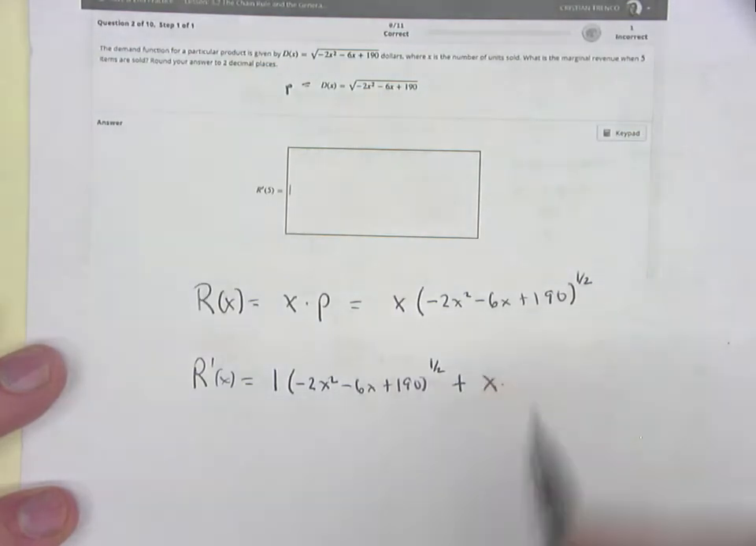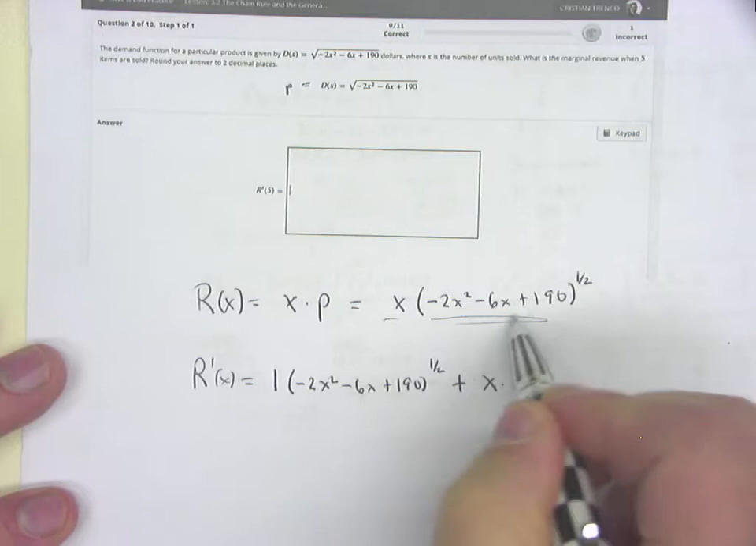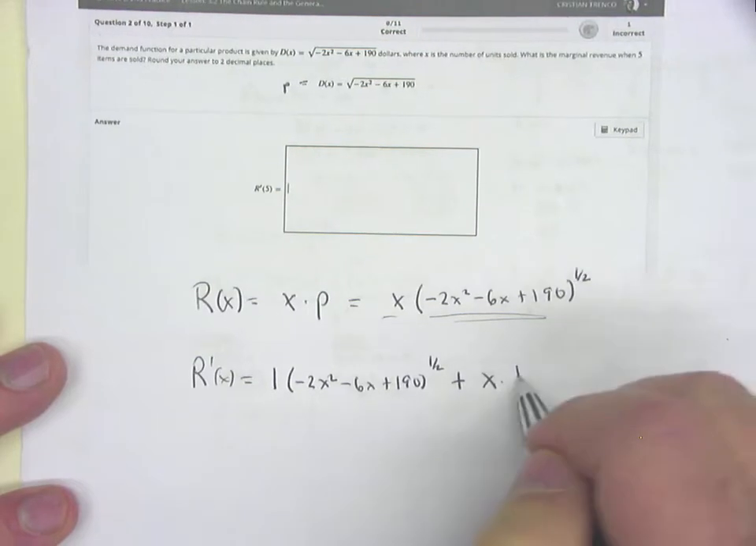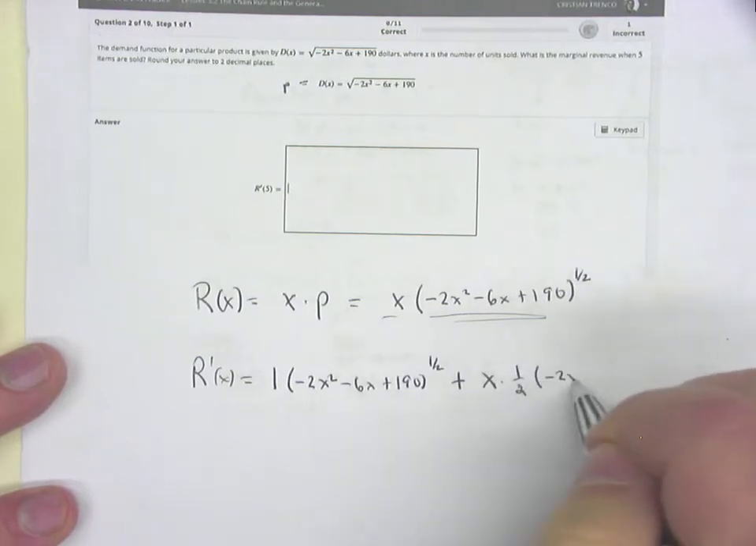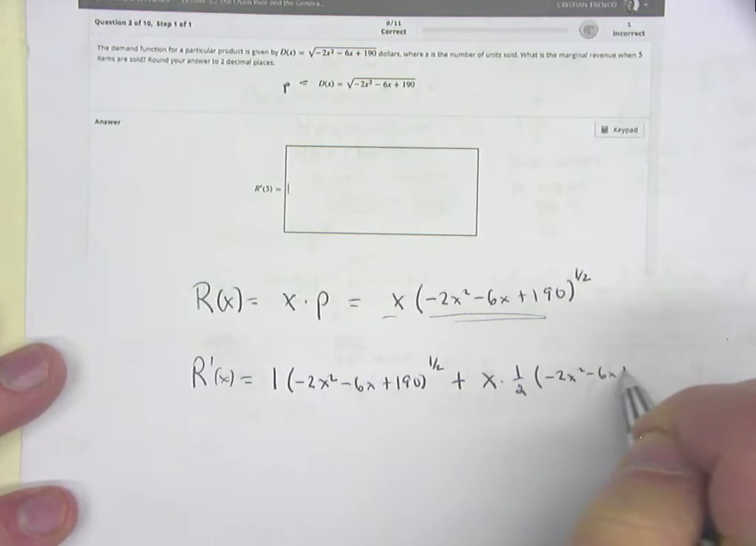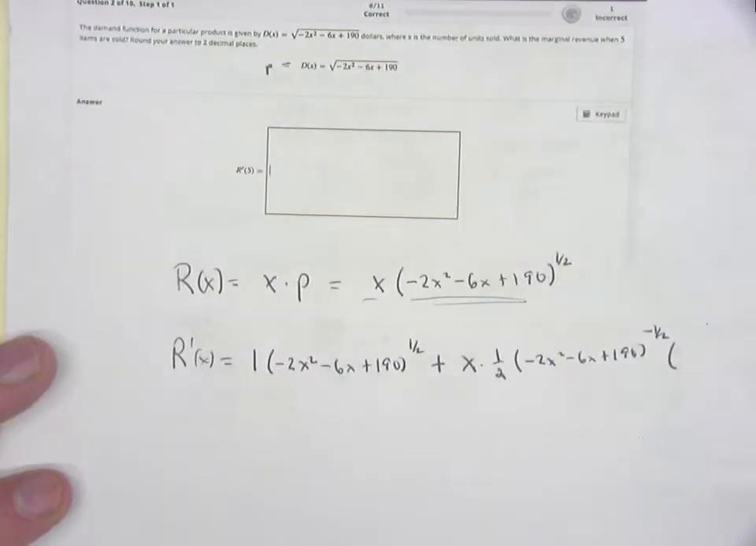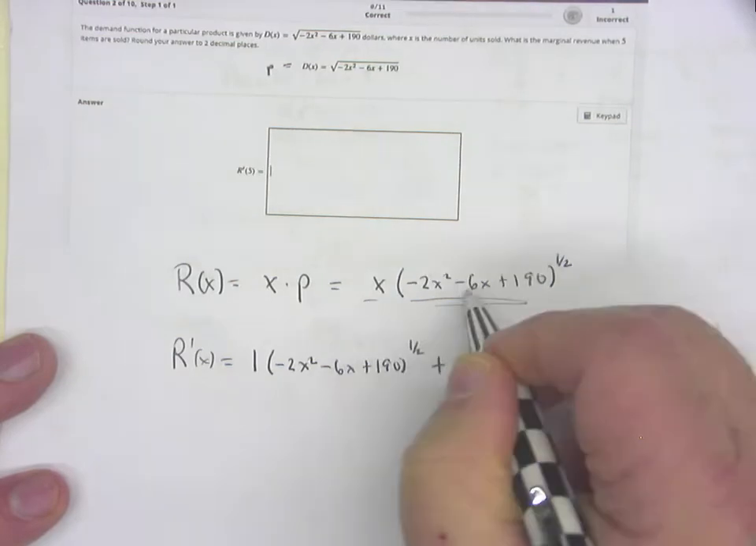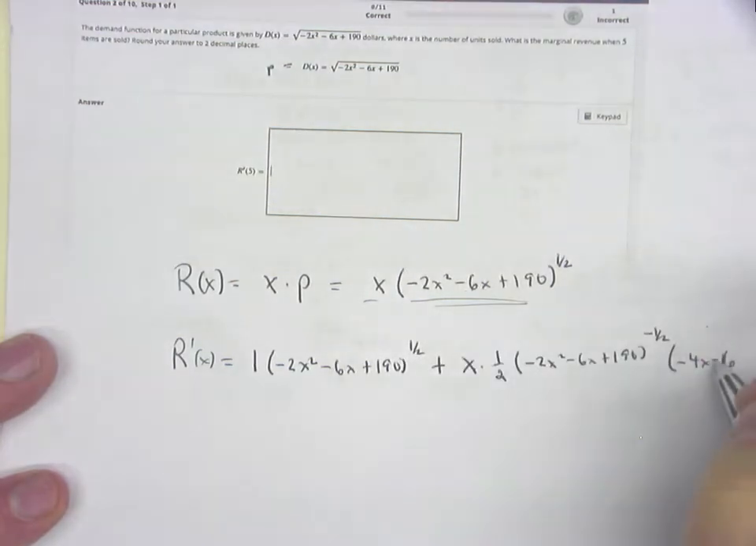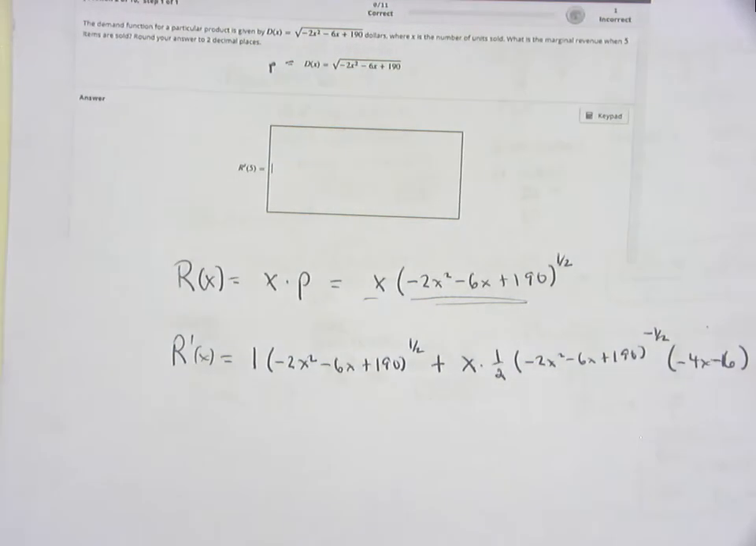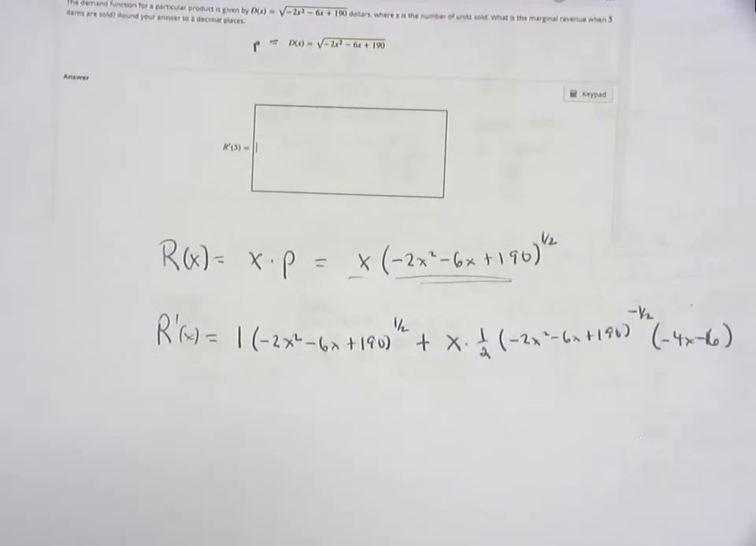Take derivative of the second function here, I got to use the chain rule. Derivative outside, the 1/2 pops out front, the inside, negative 2x squared minus 6x plus 190 stays the same, raised to the, subtract 1, negative 1/2, times the derivative of the inside. Derivative of negative 2x squared is negative 4x, minus derivative of 6x is 6, minus 6. Derivative of 190 is 0. So there is my derivative. You with me? But what was the thing they asked me about this question?